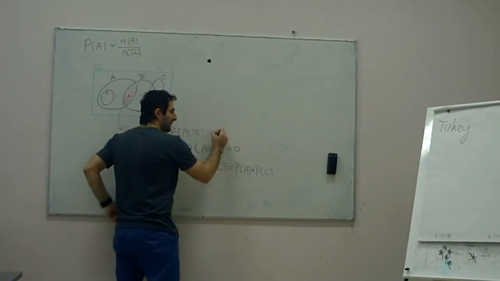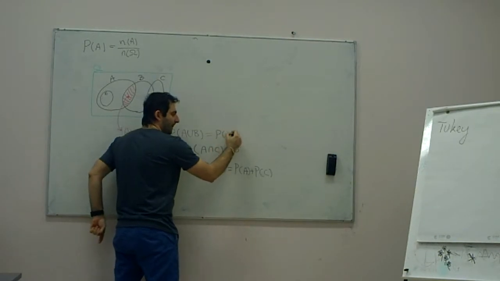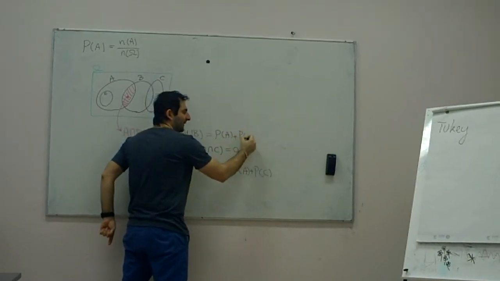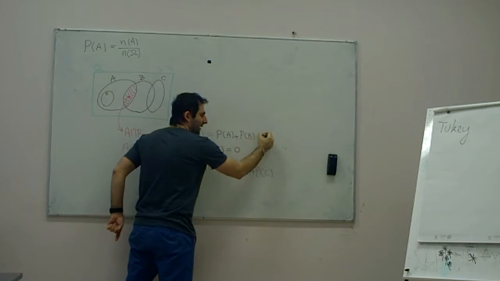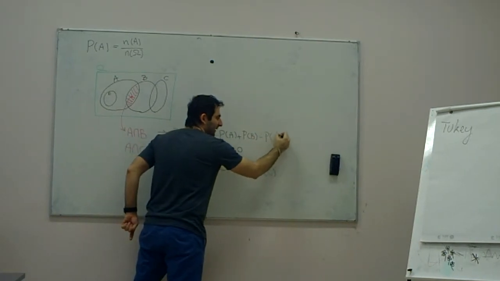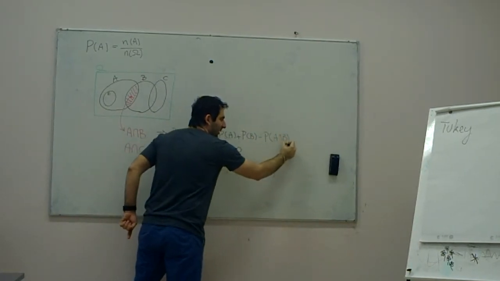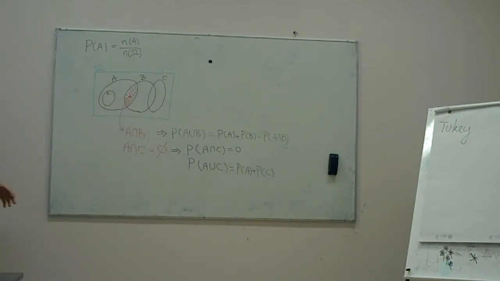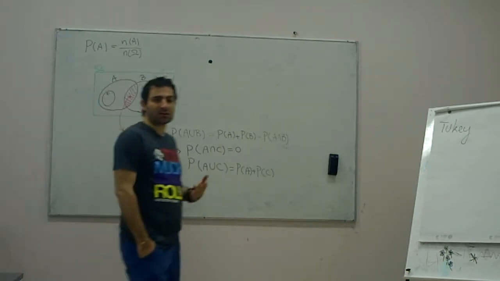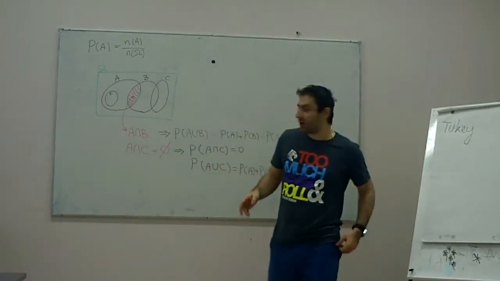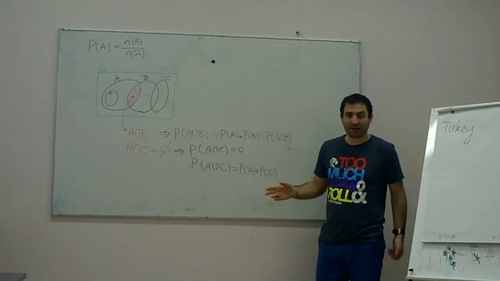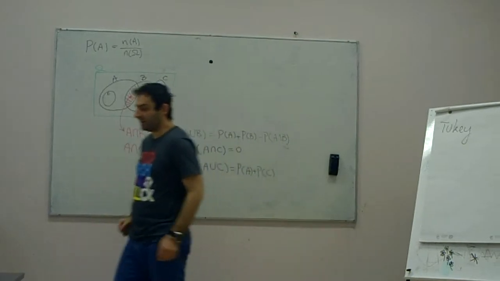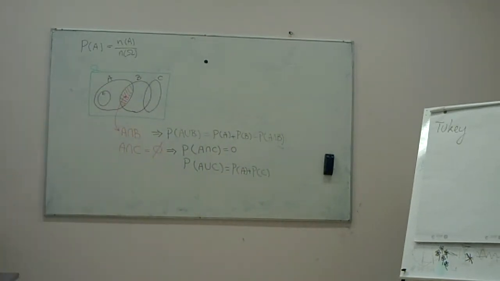This is probability of A plus probability of B minus the intersection, because the intersection will be counted twice, so we have to remove it. Of course, we will see in the notes that this formula can be generalized. We can have more than two sets, and we will see how we have to deal with that one.